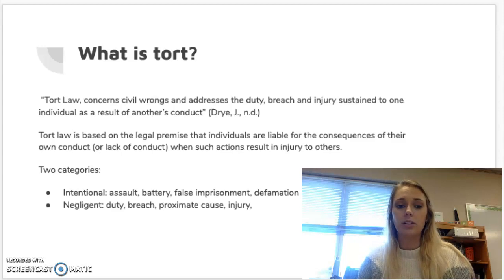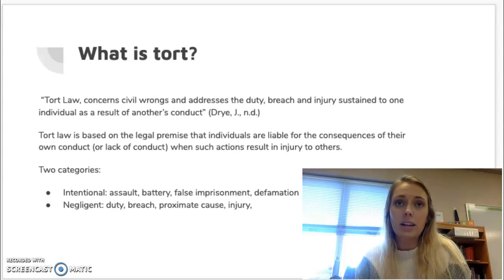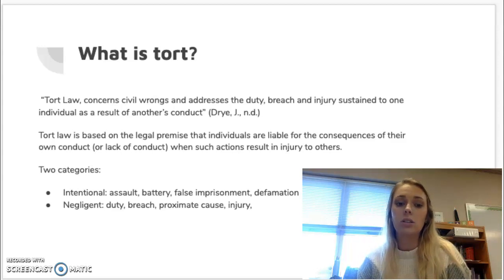So there's two different categories. You have intentional torts and then you have negligent torts. Intentional torts are assault, whether that's threatening someone, putting the fear in someone, or doing something that could be battery if it got to that point. Then there's battery, which is physically hurting someone, and false imprisonment and defamation. And then negligence includes the duty, breach of duty, proximate cause, and the actual injury.